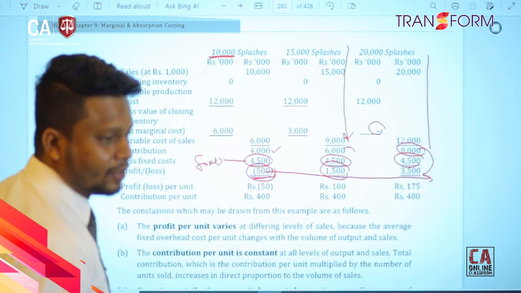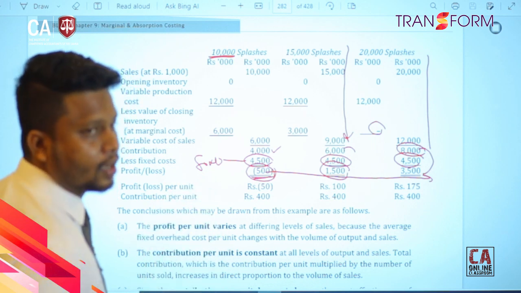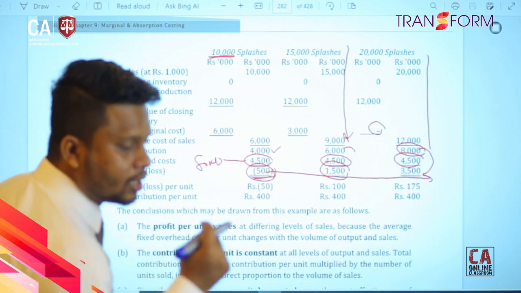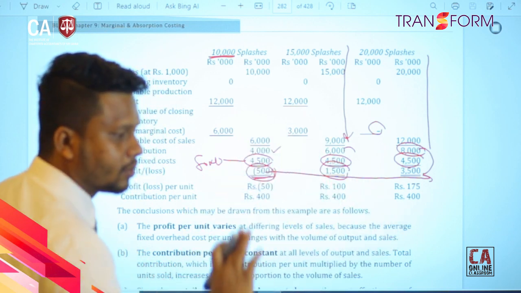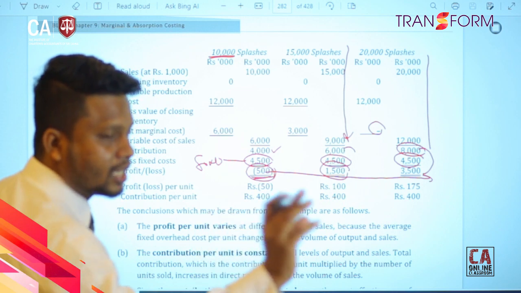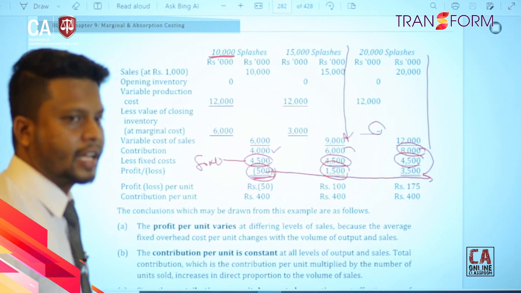Then you can decide under the marginal costing, if you want to earn profit, what you can do is increase your number of units selling. If you can increase the number you are selling, you can increase your profit as well.